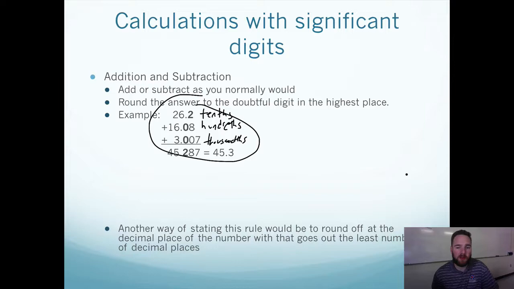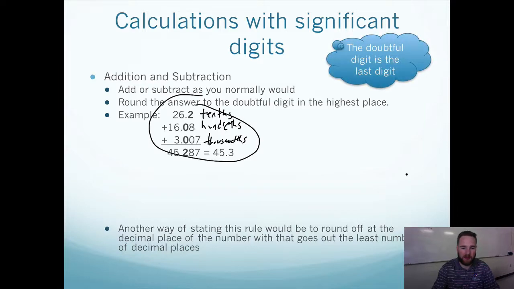So how do I know what to round to? Well, it's really, really simple. We always round to the least number of decimal places. So I see here, this is the least number, 1 decimal spot or tenths. So 45.287 is going to turn into 45.3. That last digit is the one we are rounding to. We always are going to round to the least number of decimal places.